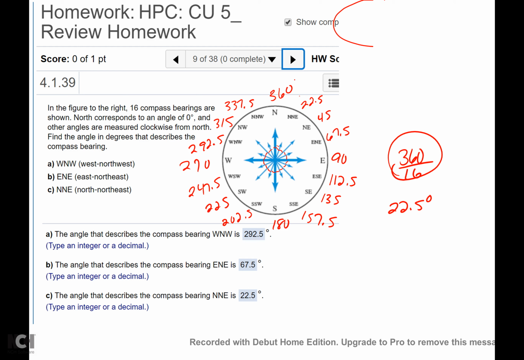So, west northwest. Where's west northwest? Is right there. That's 292.5. East northeast is 67.5, and north northeast, where's that? Right here is 22.5.